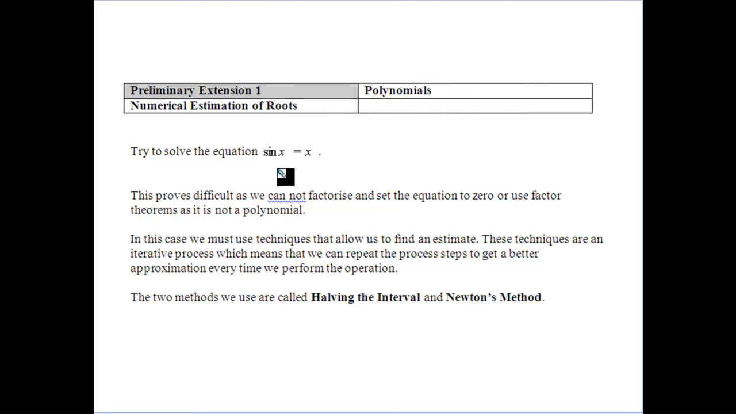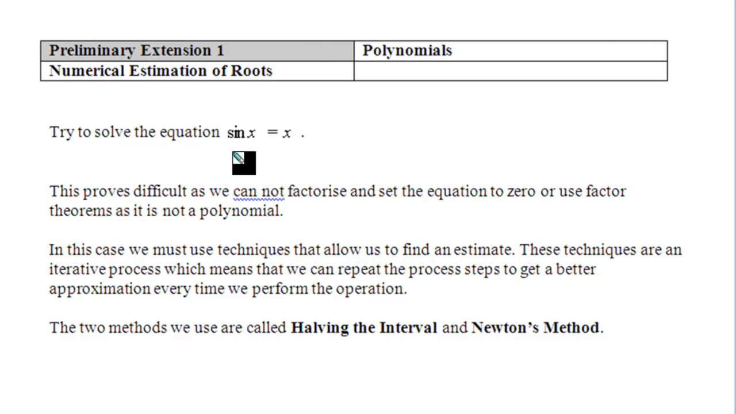Okay, try to solve sine x is equal to x. I dare you. Solve it. Go on. Finding it very hard? Yes, that's because it's very, very difficult.